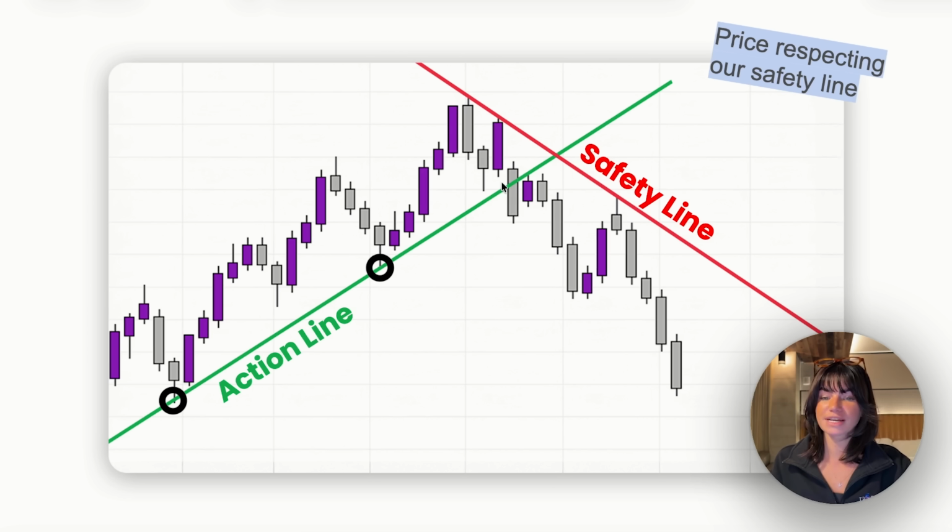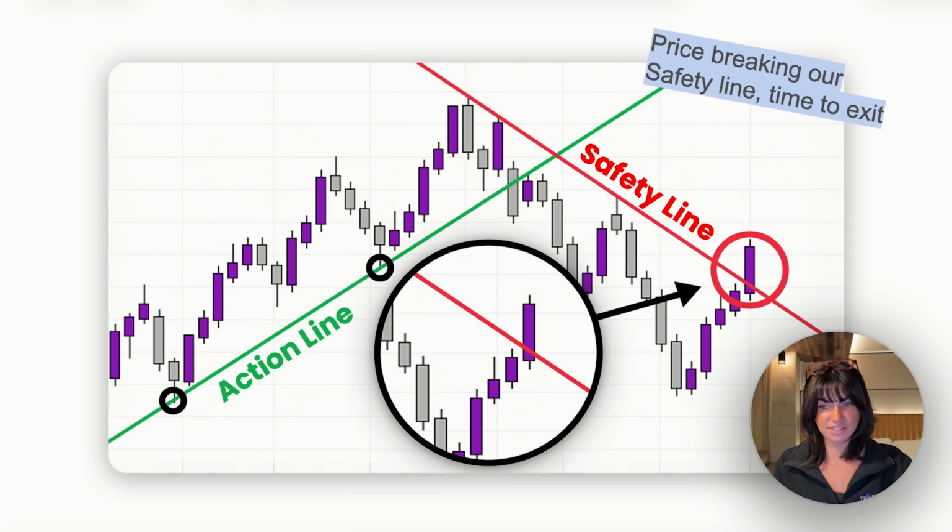So in this example, price broke the upward trend line, now giving this line a name, action line, and we have an opposing trend line that is the safety line keeping us safe. So we know when to enter when price breaks the trend line, take action, action line, and as long as price can respect or stay underneath this safety line, we're going to continue to stay in our trade. Now, as soon as price breaks our safety line, it's time to exit. So in this scenario right here, you can see the price finally broke the safety line. It is time to close our position and exit our trade.